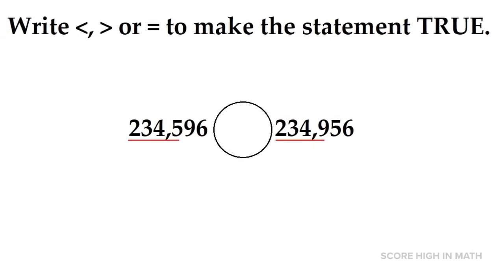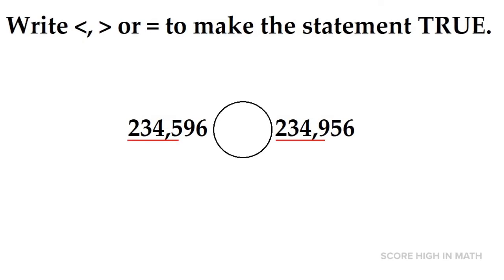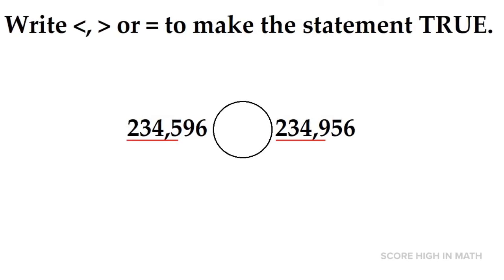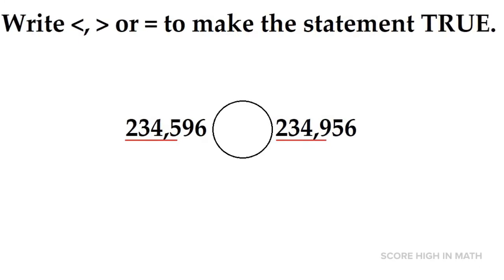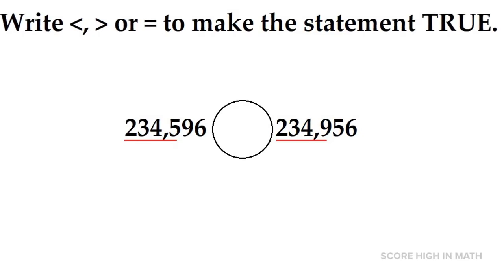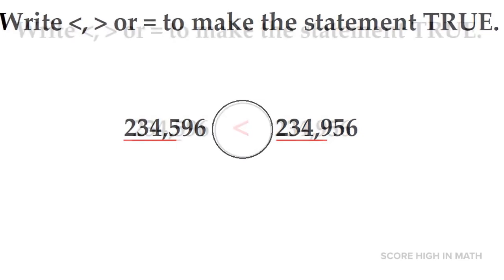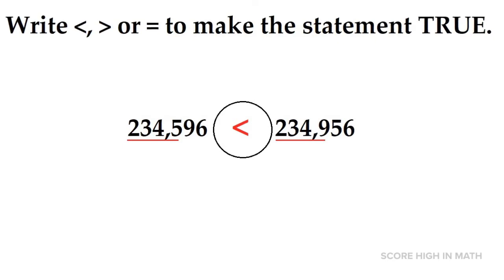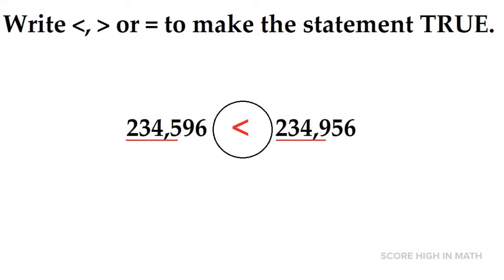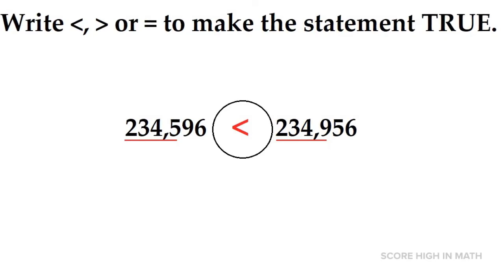Whenever we are comparing numbers, we need to look for the biggest place value first. So, in this case, we are on the hundred thousands place. The 234,000 are the same, but the hundreds place are different. You can see that 956 is bigger than 596. So, the mouth will face the number on the right. 234,596 is less than 234,956. It is easy, right?